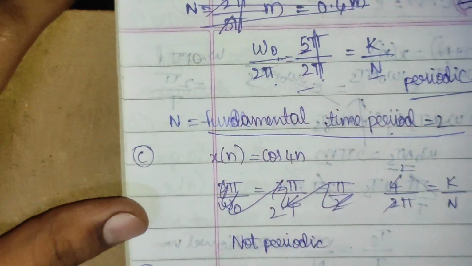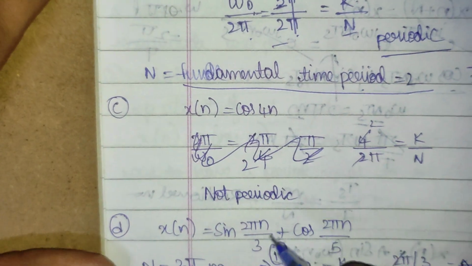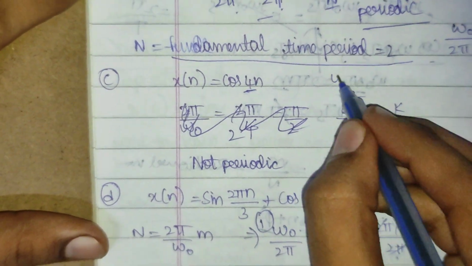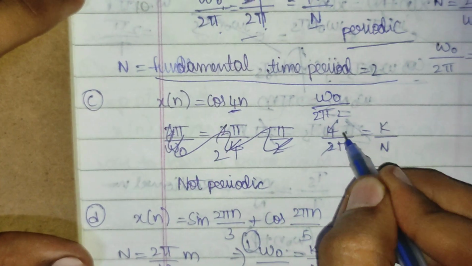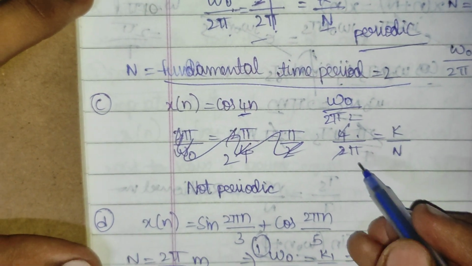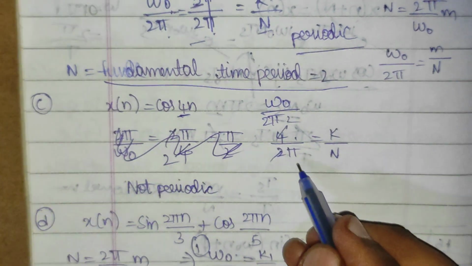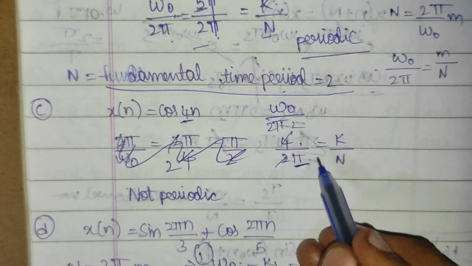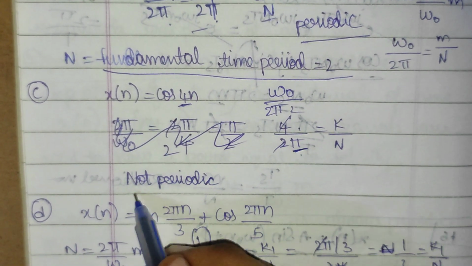And let us take another example: cos 4n. Here 4 is omega naught. We take the ratio of omega naught by 2 pi, which is 4 by 2 pi. 4 goes 2 times on 2, giving 2 by pi. Pi is not a rational number, so the ratio is irrational, so it is not periodic.